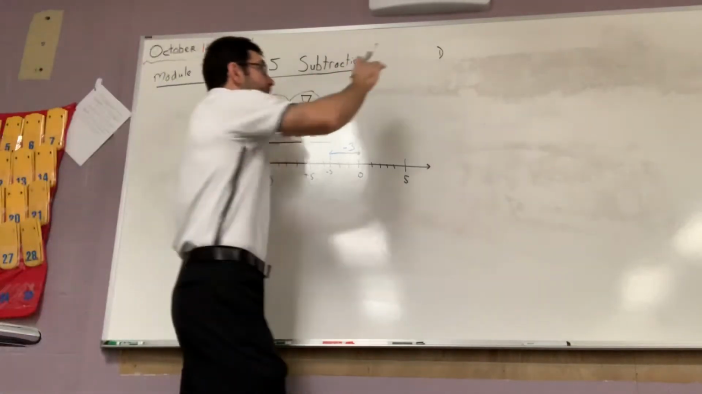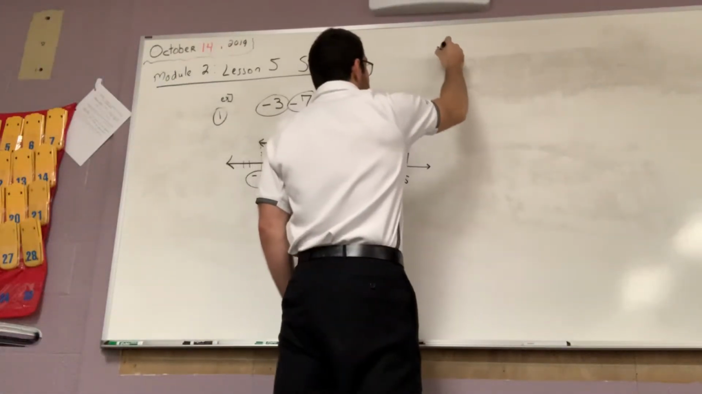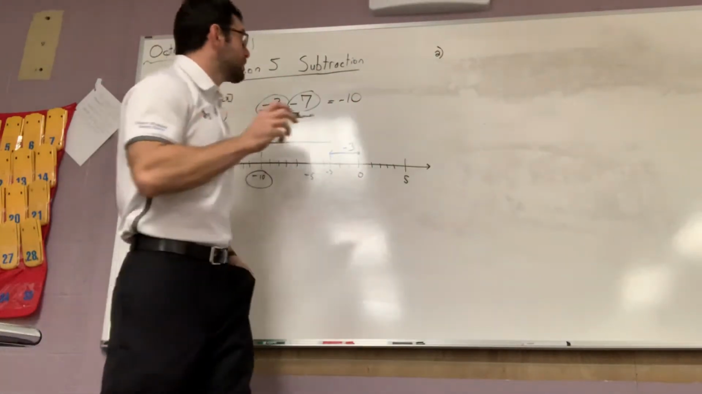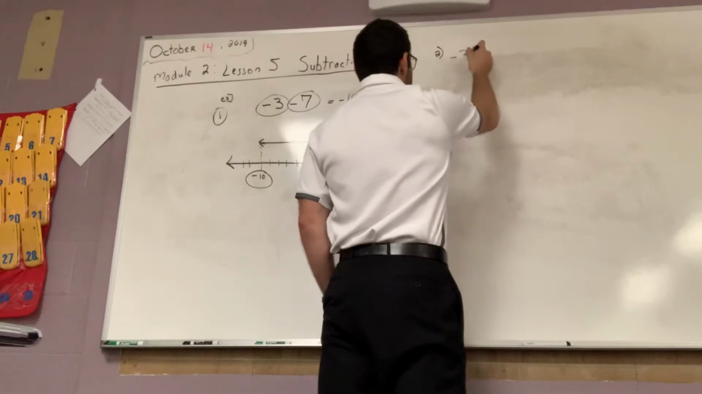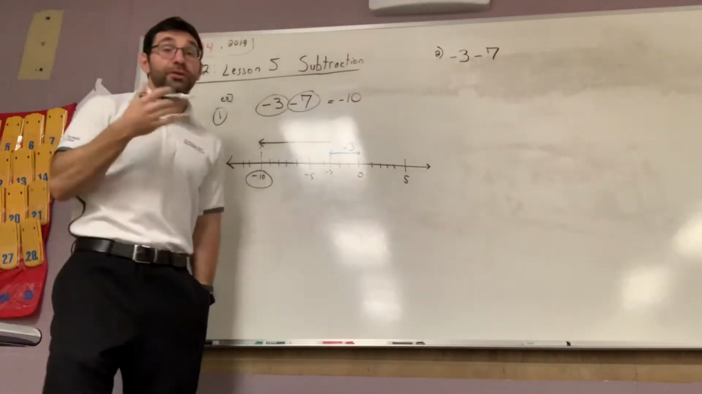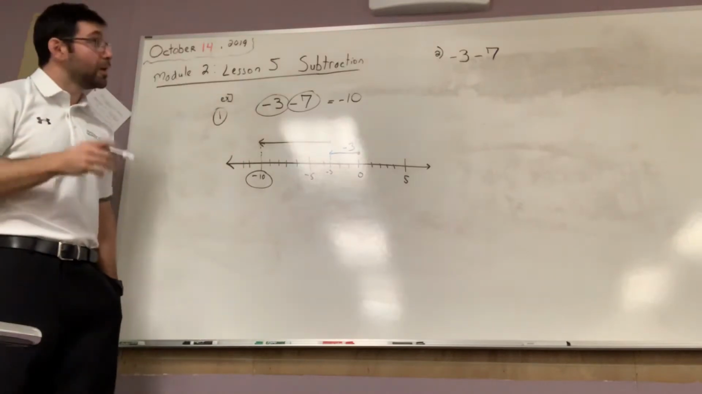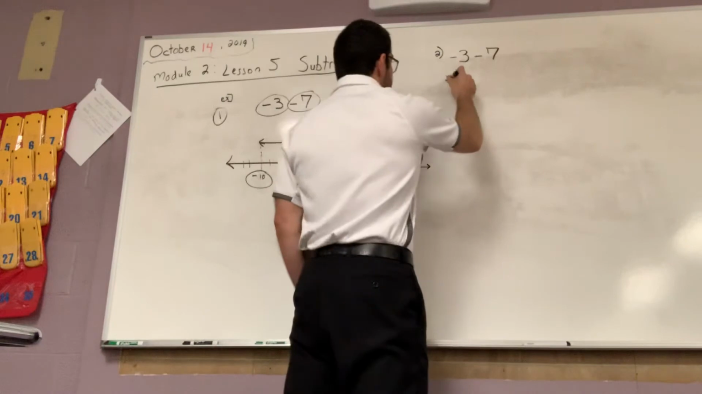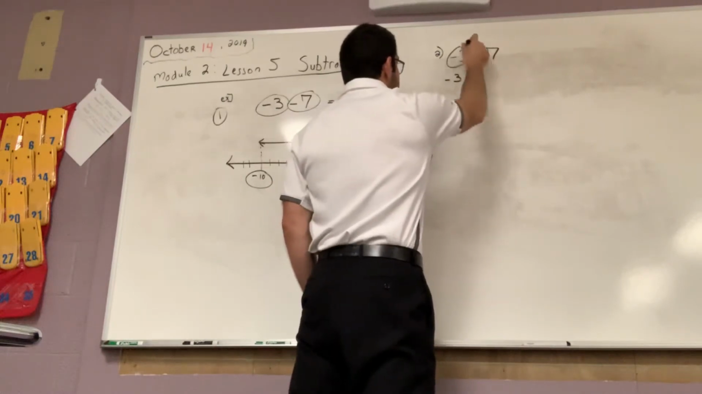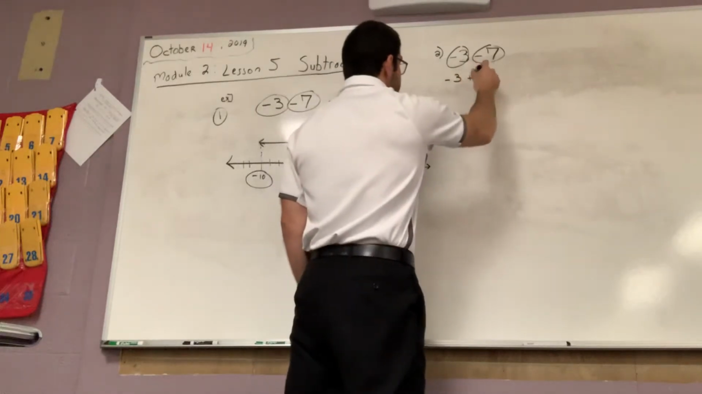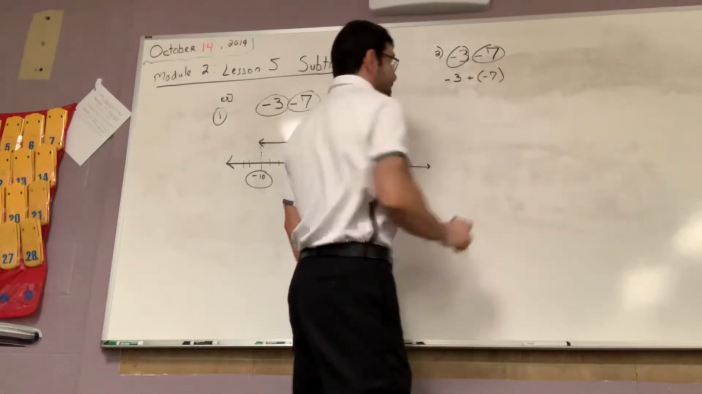So the second way that we can do this, which is how you're supposed to be taught, is rewriting everything as an addition problem. And there are going to be times where you have to rewrite it as an addition problem. But if I have -3 minus 7, I can rewrite this as -3, keeping the signs with each thing. So -3 plus a -7.